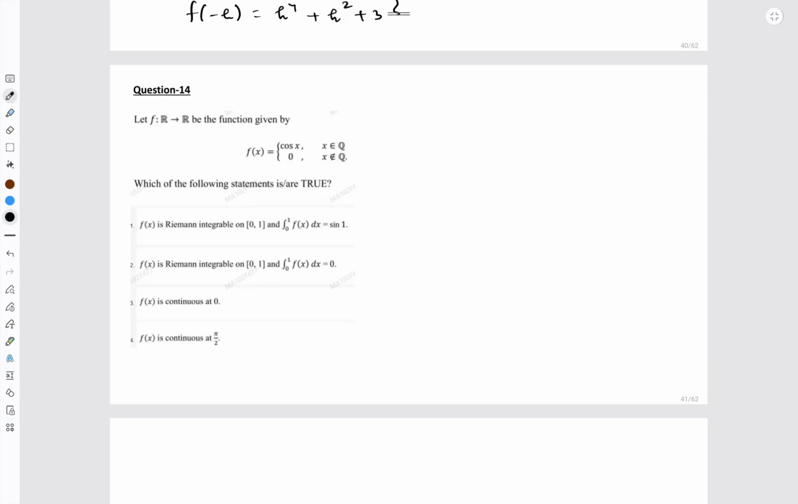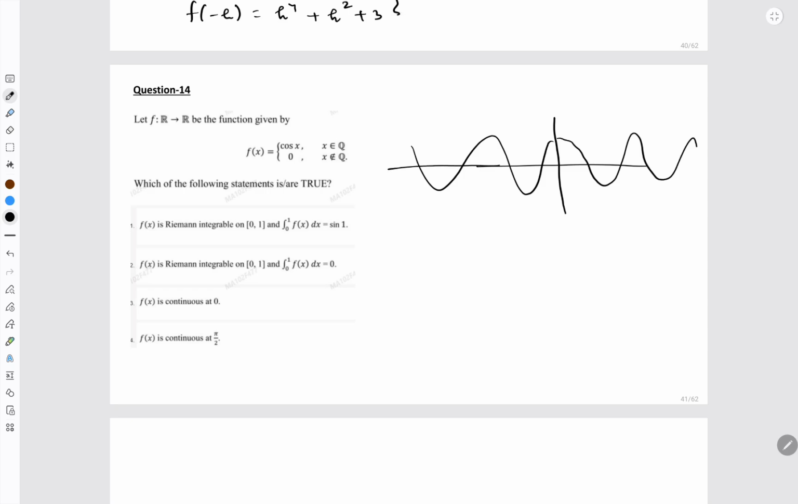So it is saying that f of x is cos x, for x being a rational number. So if I draw a cos x graph, it looks like this, right? Now x belongs to the rational numbers. This graph is becoming 0. That means there are infinite rational numbers here, so the graph is becoming 0 infinitely many times.